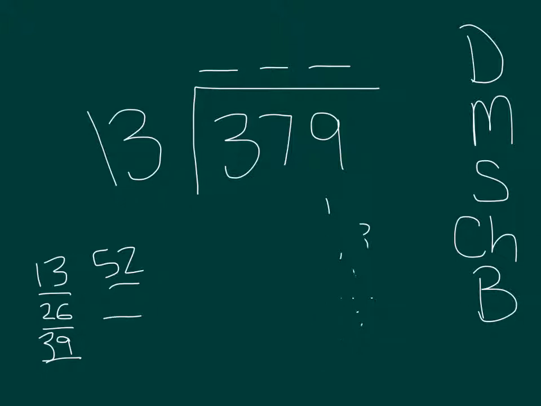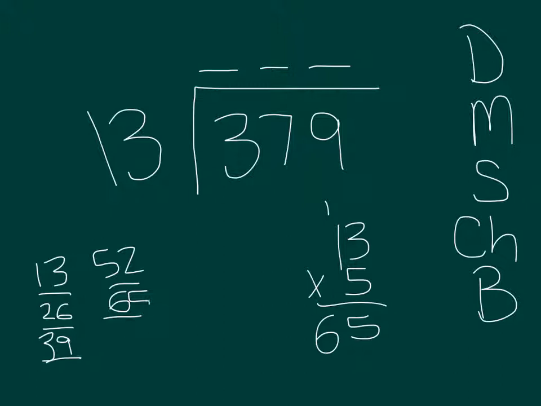Hey Bob. And do 13 times 5. 5 times 3 is 15. 5 times 1 plus 1, 6. So showing my facts will really be beneficial in taking the guesswork out of what comes next whenever it deals with the multiplication aspect of division.